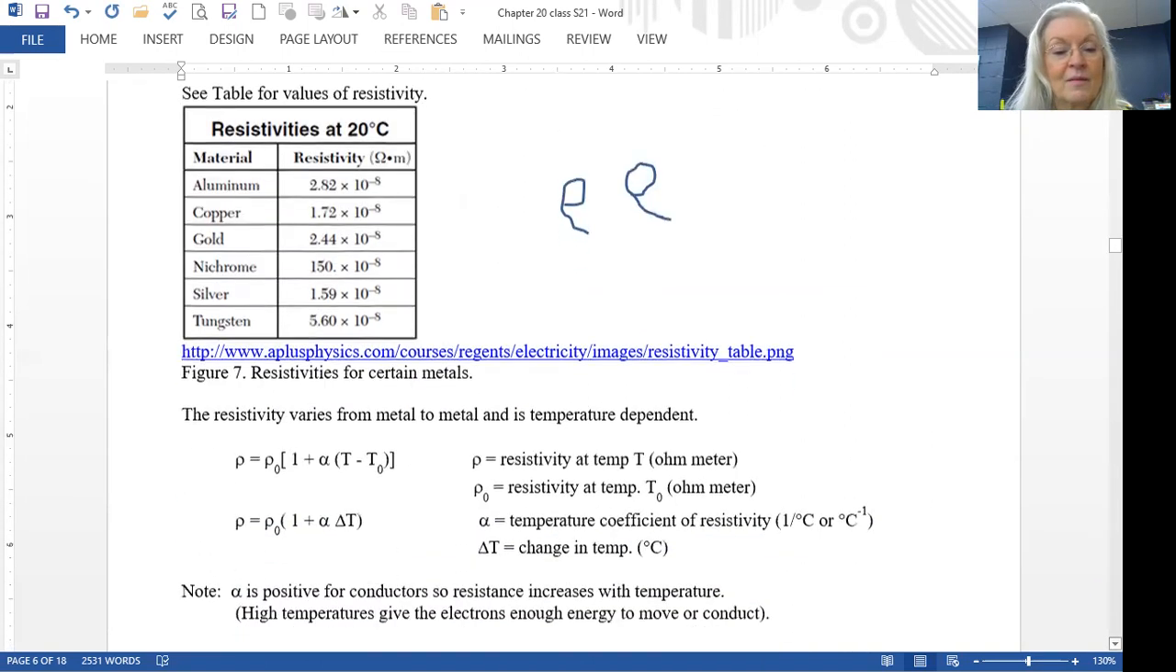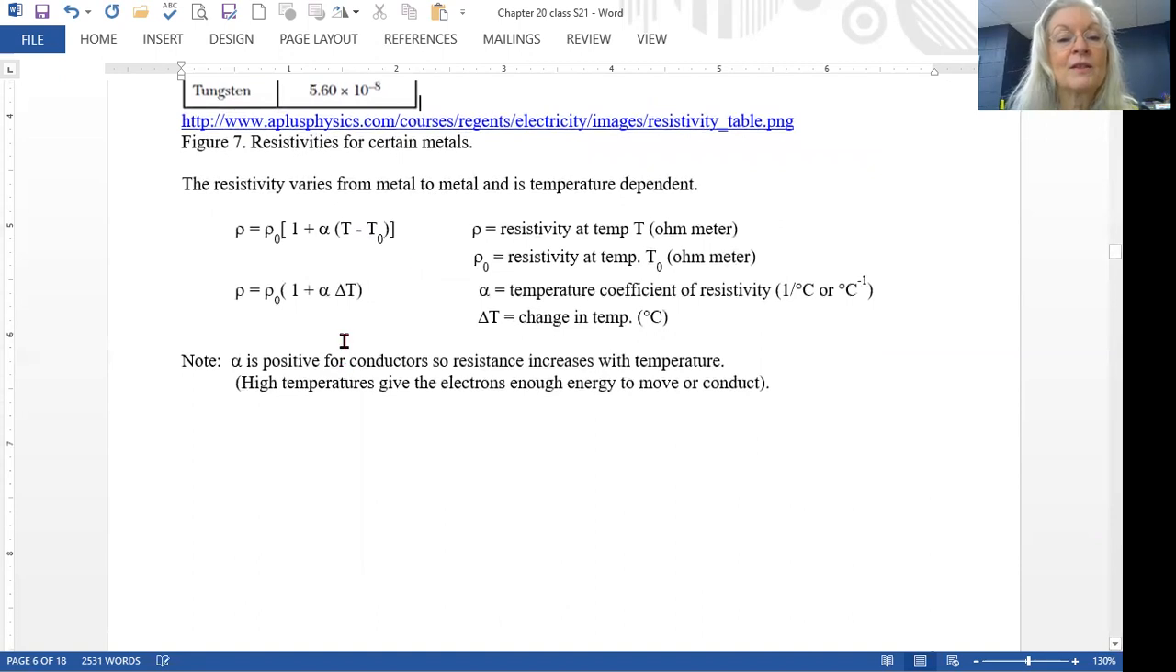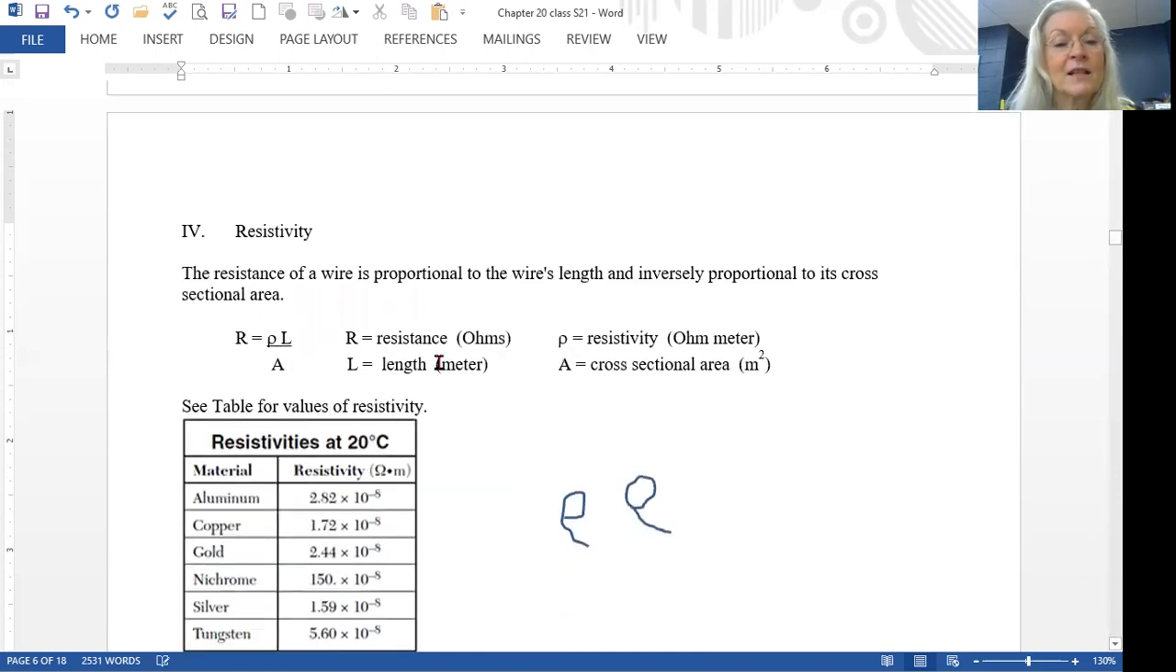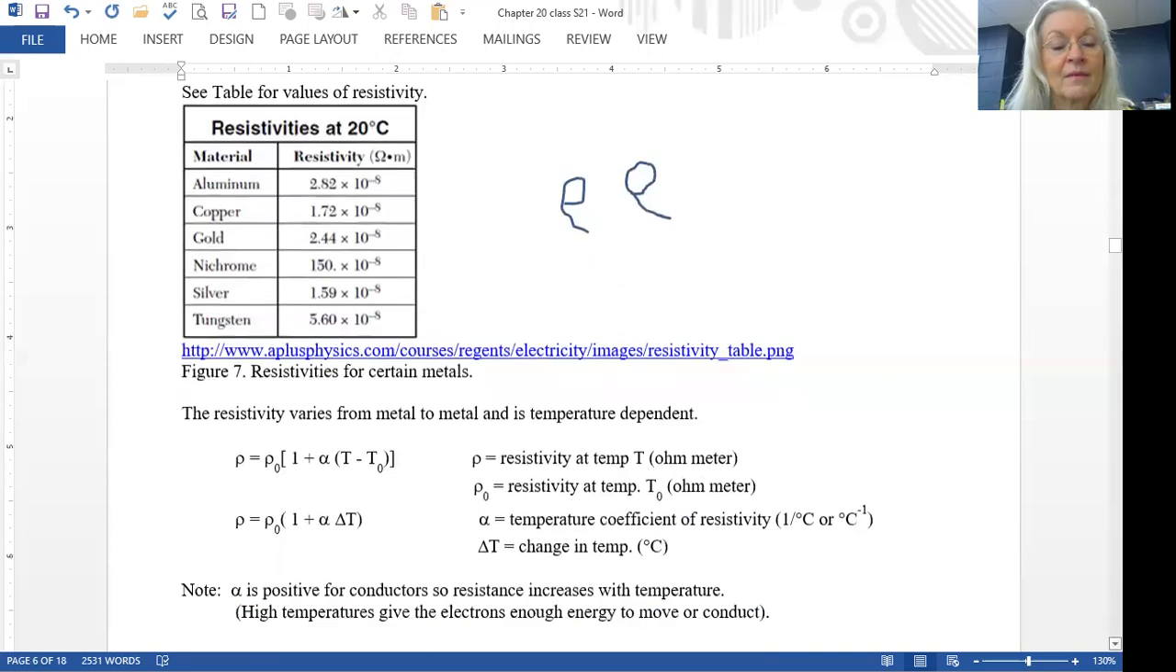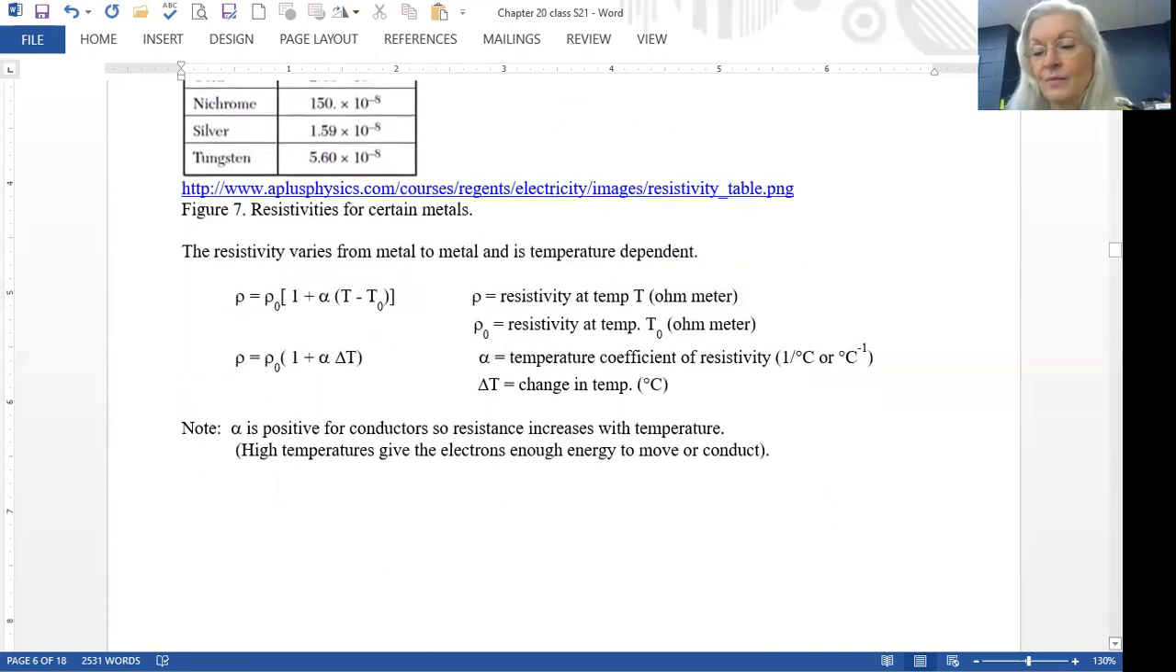Okay, moving right along. Here are the two equations that allow you to calculate the changes in resistivity if you're at some temperature other than 20 degrees. We're not going to worry with them. We are not going to utilize them. You do need to memorize this equation, R equals rho L over A. And you also need Ohm's law, V equals IR. But you don't need these two.